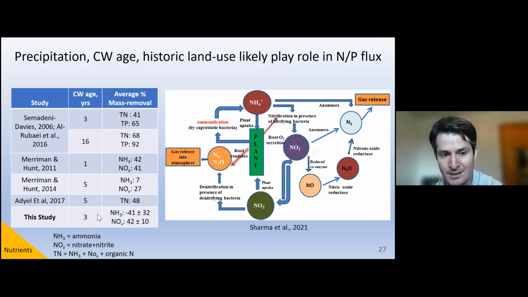But again, this constructed wetland is very young, and there may be some story that's important to tell about how the land that this constructed wetland was built on used to be farmland and was most likely fertilized for decades. So there may be some native fertilization effect that might be able to explain some of this nitrogen showing up.